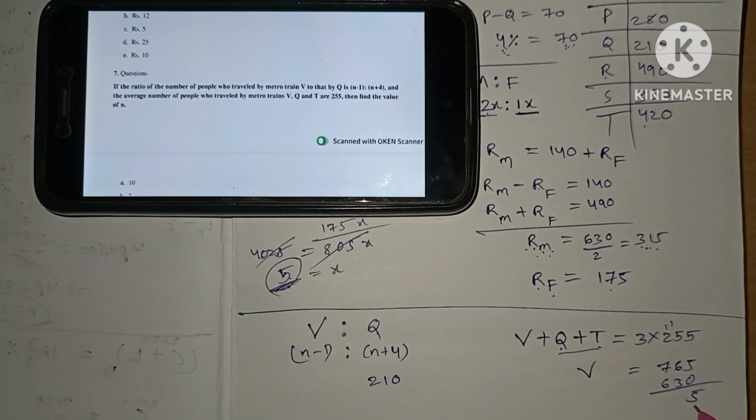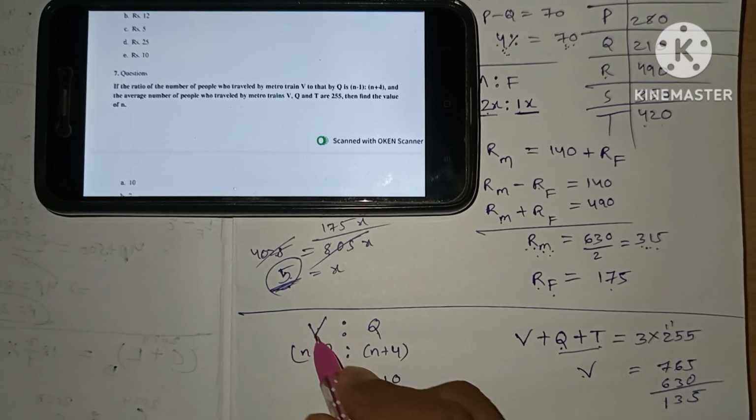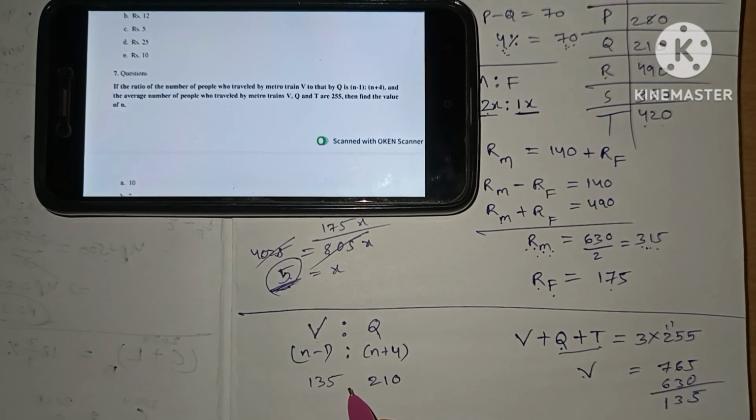We have 5, 3 and 1. So the V value is 135.